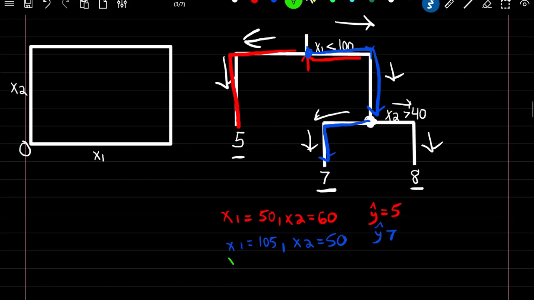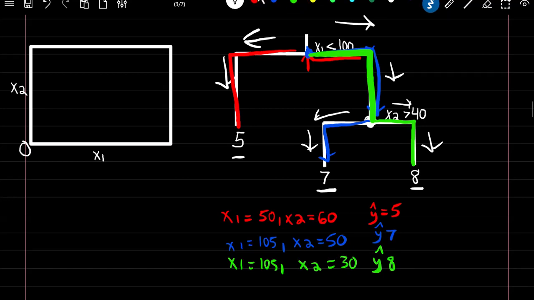And then one more example, if x1 is equal to 105 and x2 is equal to 30. So our first check is x1 less than 100? No. Is x2 greater than 40? No. So we'll go to the right again. Our predicted value would be 8.